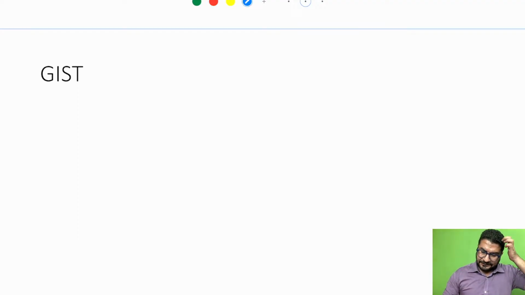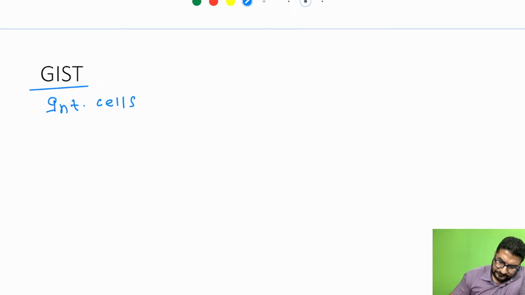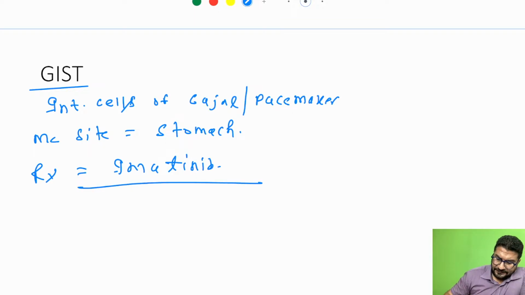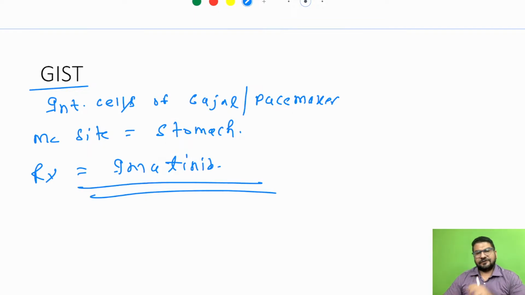What is GIST? Gastrointestinal stromal tumor. So this is a tumor which originates from interstitial cells of Cajal. These are called the pacemaker of the GIT. Most common site of GIST will be the stomach. And remember, in GIST the treatment is also imatinib. Today I told you imatinib in two places, GIST as well as CML. So these are the two places where imatinib is the drug of choice.